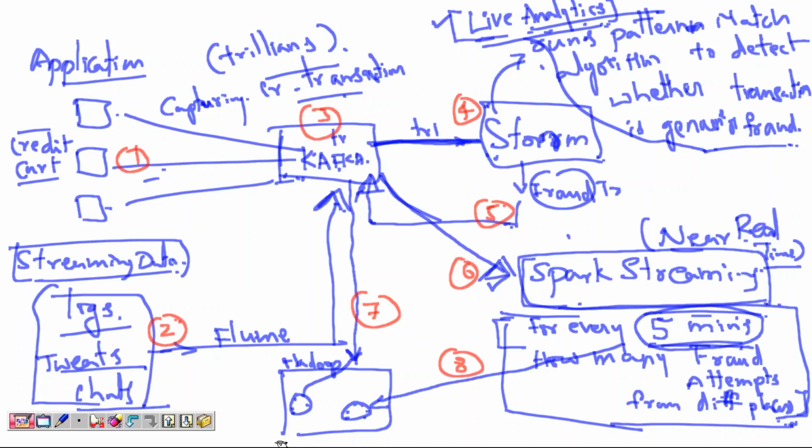Hundreds of thousands of different sources are writing, and Kafka is able to capture them, even if the transaction count is trillions. That is a very attractive point in Kafka. The second attractive point is that Kafka is able to make these messages available to different applications. Observe in this context, Kafka is making these messages available to Storm, to Spark Streaming, and even to Hadoop also.